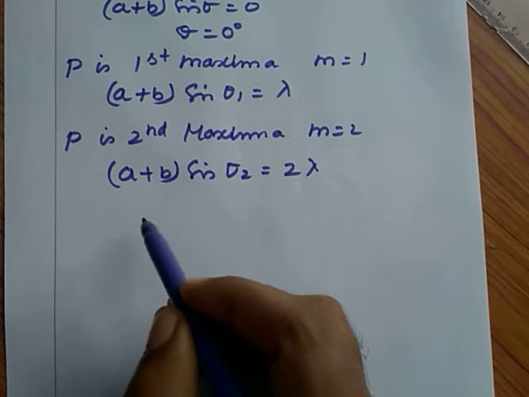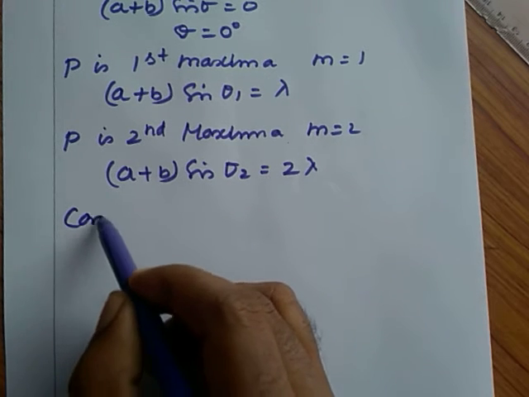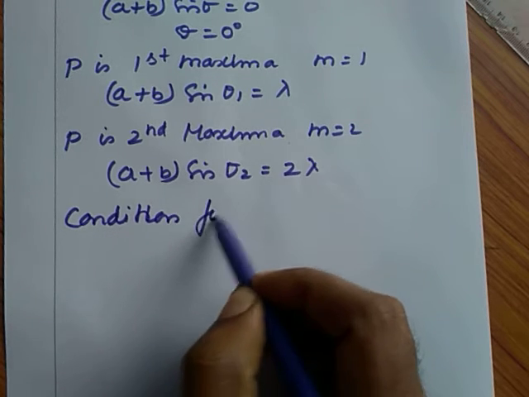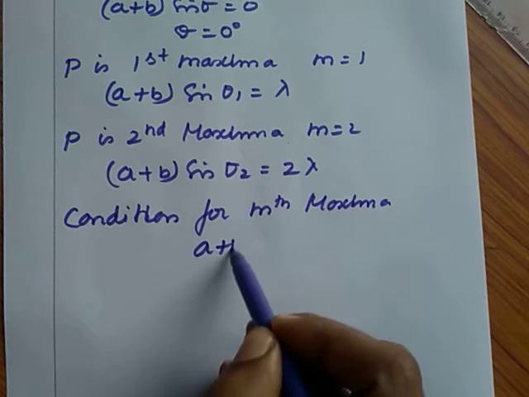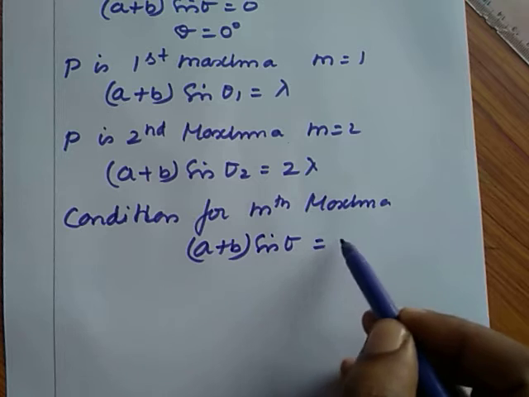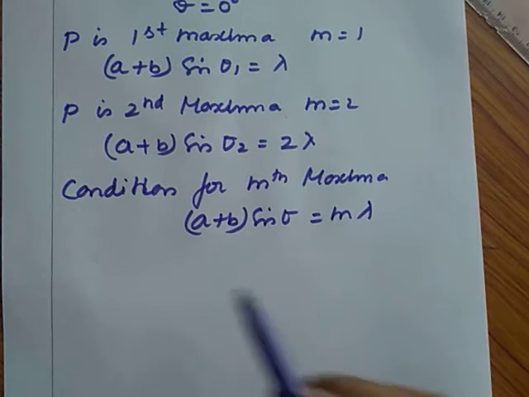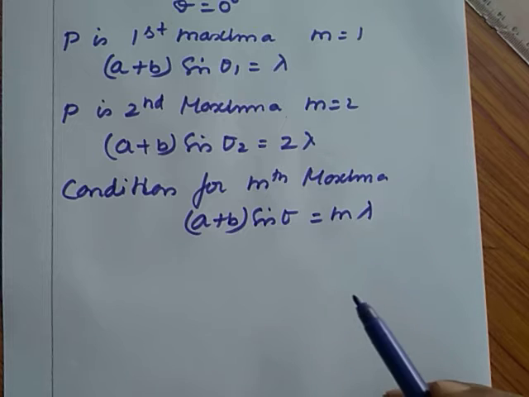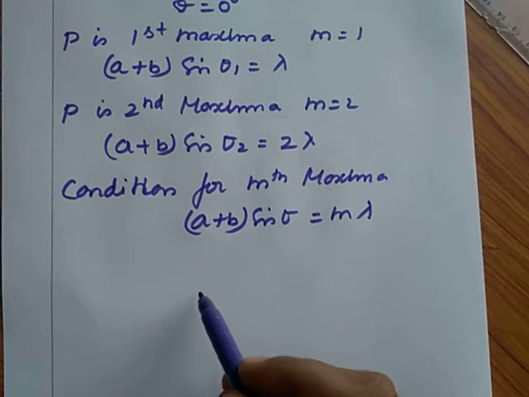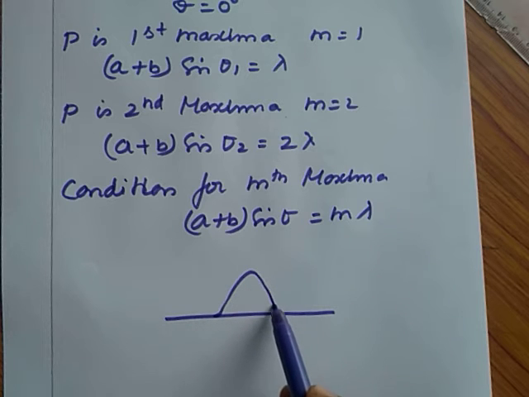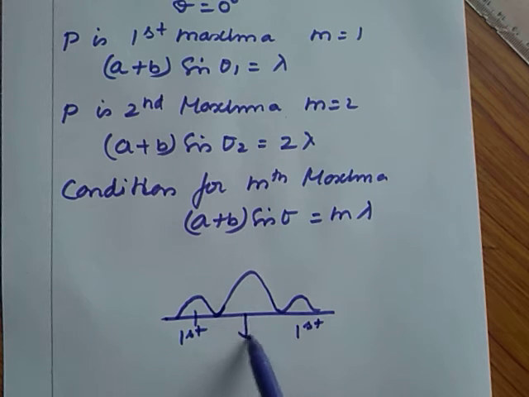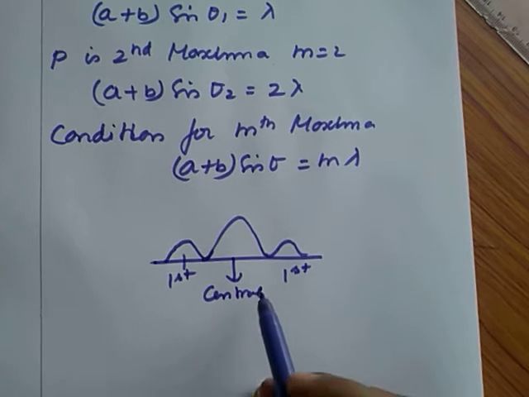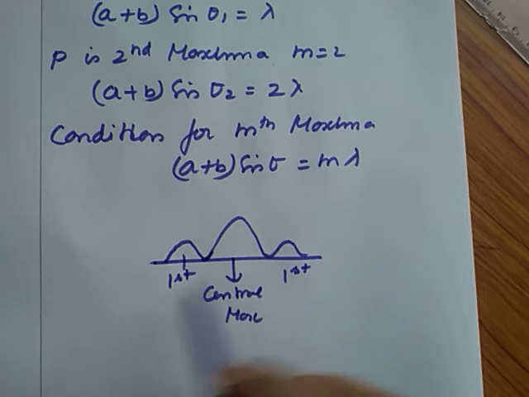Then the condition for the mth maxima is A plus B sin theta is equal to m lambda. On both sides of the central maxima there will be higher order maxima. See, this is the central maxima. That means this is a first maxima, this is also a first maxima, and this is the central maxima.